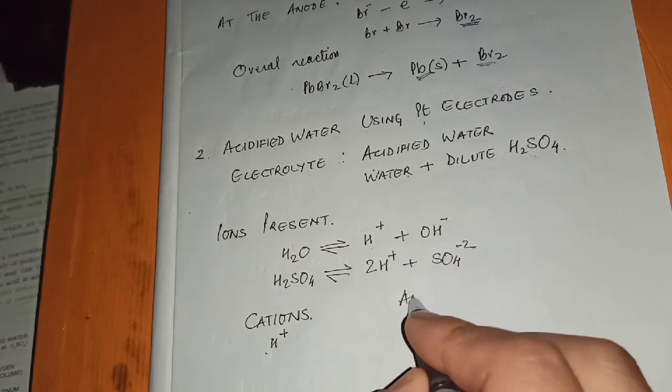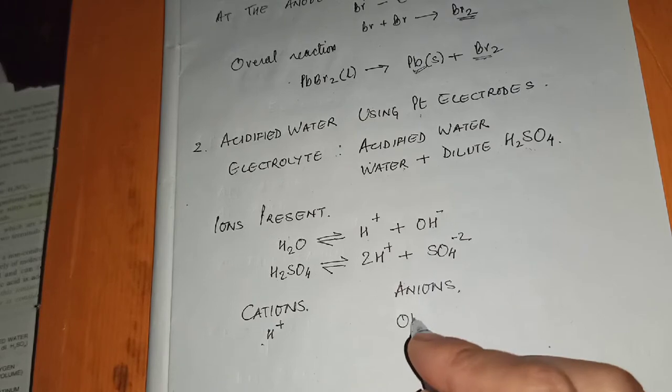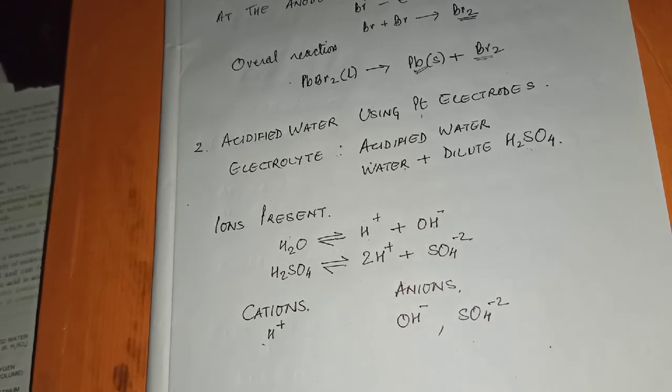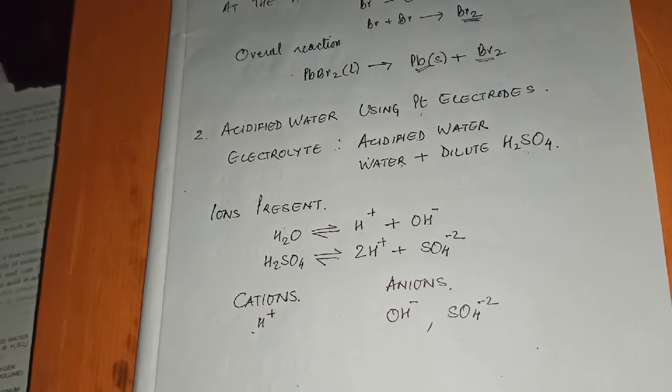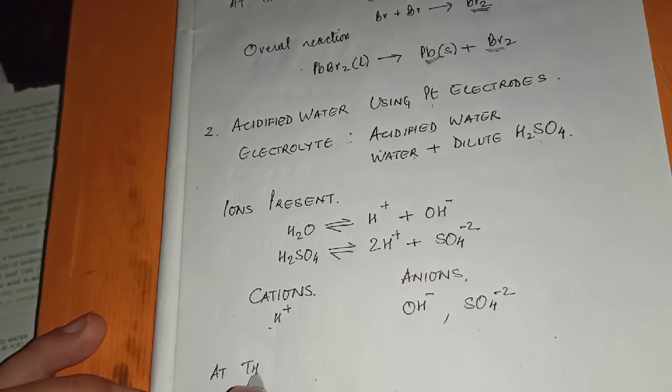What about anions now? Let's see anions. We have one anion OH minus and another ion, the sulfate ion. So for cations there is no problem, we have only one type of cation, that is H plus. But for anions there are two types of anions, OH minus and SO4 2 minus ions. Now let's start with the reactions taking place at the cathode.